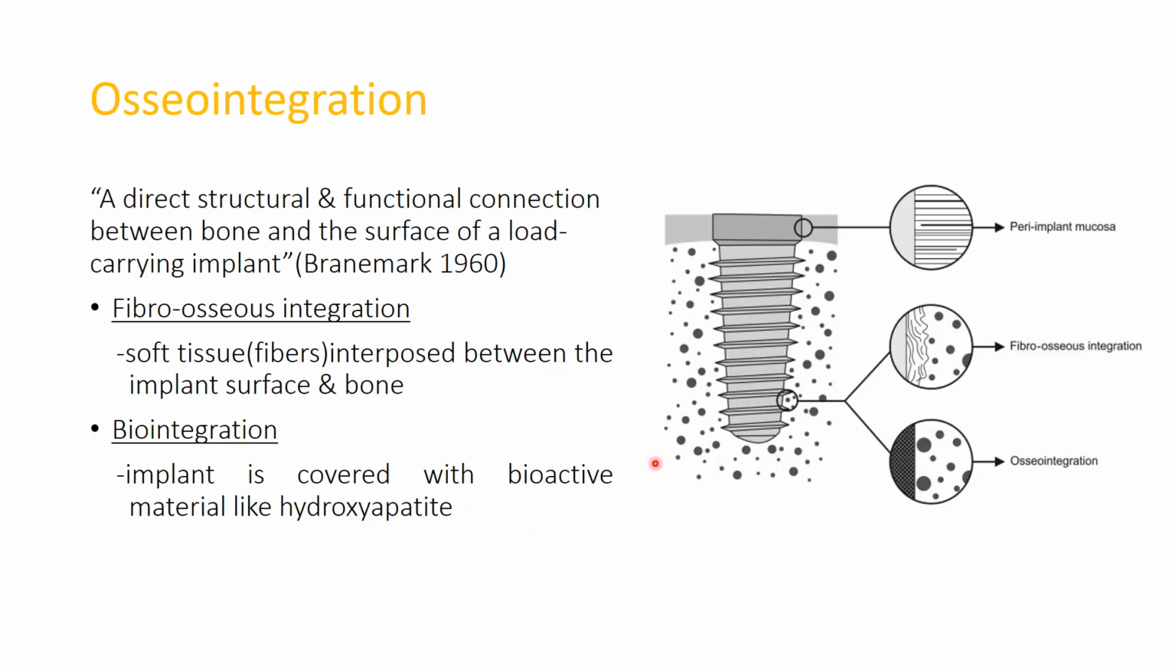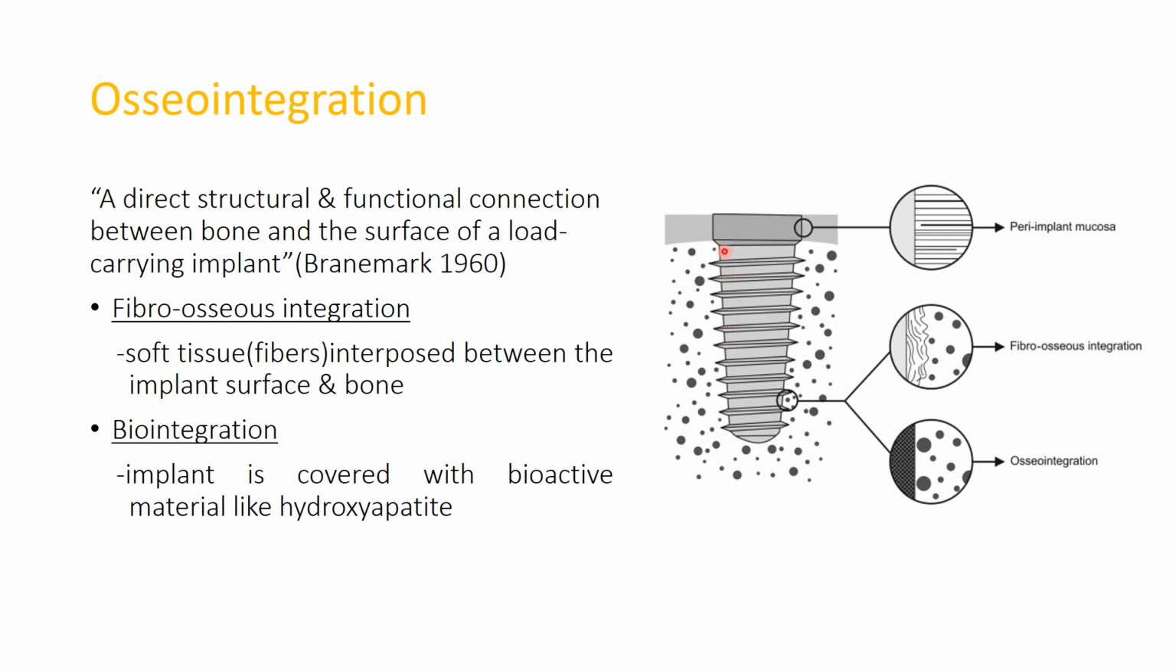Osseointegration, according to Brånemark, is a direct structural and functional connection between bone and the surface of the load-carrying implant. Okay, so the integration between the implant and the bone is of two types. It may be a fibro-osseous integration, or it may be an osseointegration or biointegration. So in fibro-osseous integration, first we have soft tissue interposed between the implant and the bone, and then later on bone deposition happens, and then it becomes a biointegration, that is, the implant is covered by the bone itself.